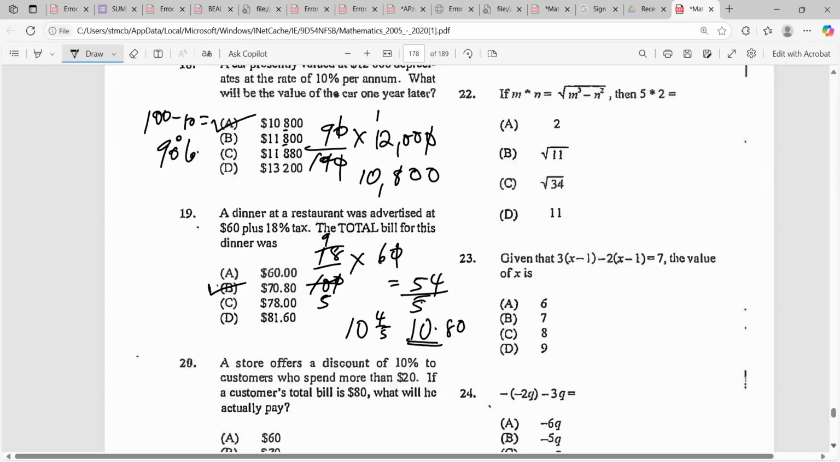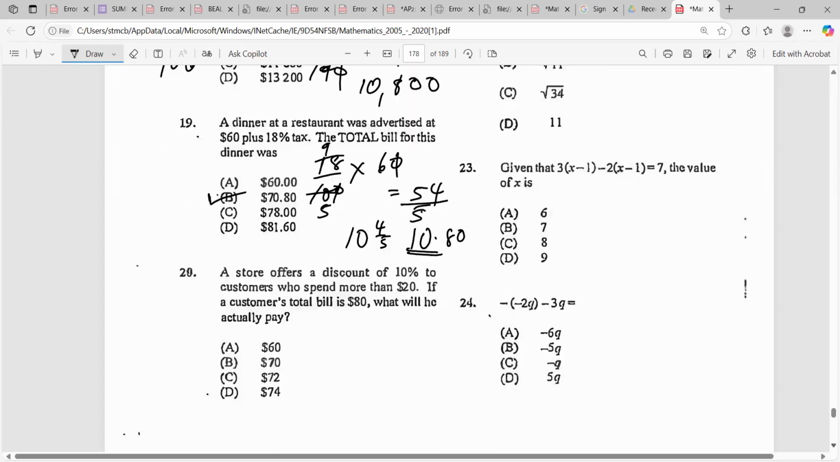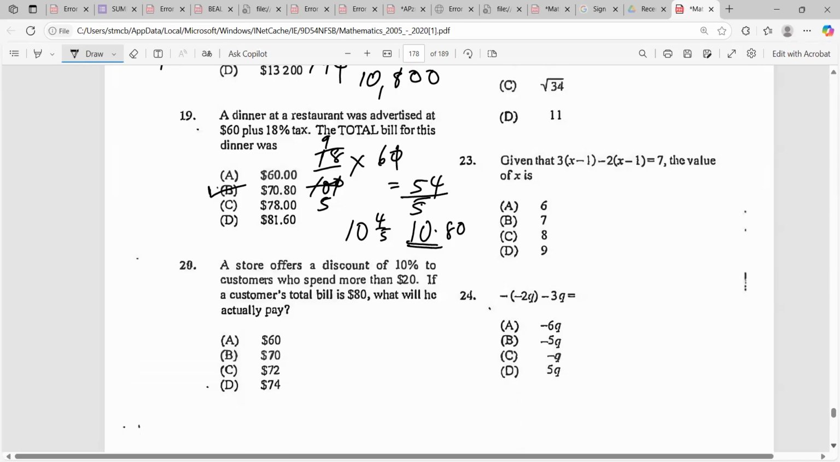Let's move on to number 20. A store offers a discount of 10% to customers who spend more than $20. If a customer's total bill is $80, what will he actually pay? So that means he qualifies for the 10%, right? Because if you spend more than 20, you qualify. He spent 80, so he qualifies. Discount means the price is reduced. So two ways: we can either find 10% of it. I think probably that would be easier.